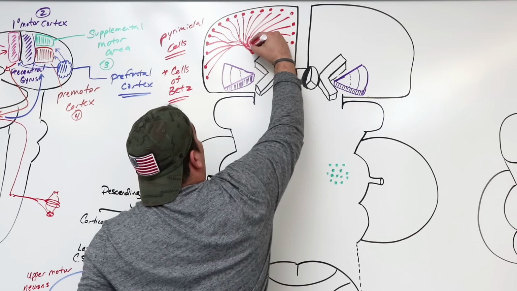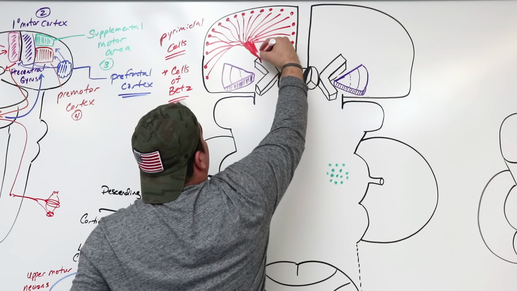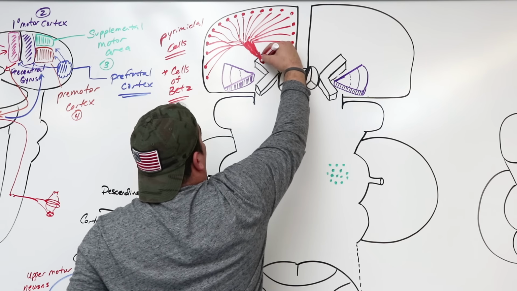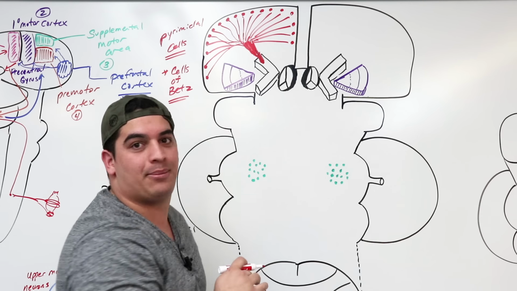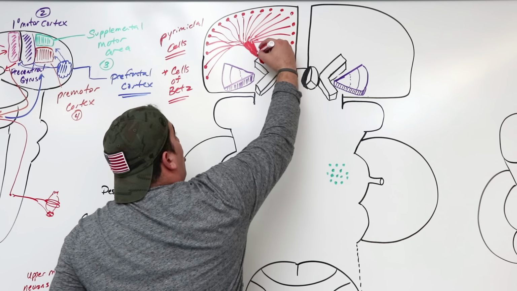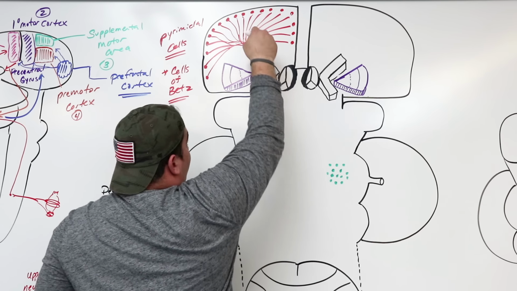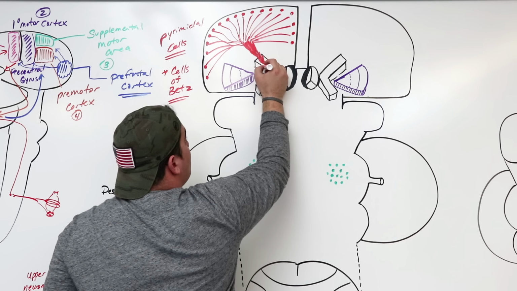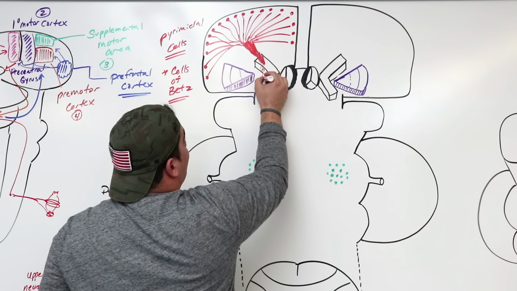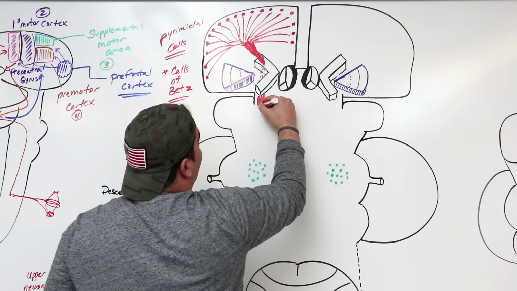Now, the corona radiata then condenses and compacts and moves through a special white matter structure, which is called the internal capsule. So this right here is our internal capsule. In the posterior limb of the internal capsule, these fibers funnel down. They move down through the internal capsule, and as they funnel down, they get really, really condensed.